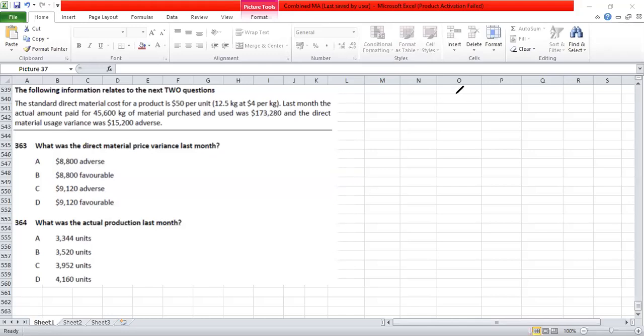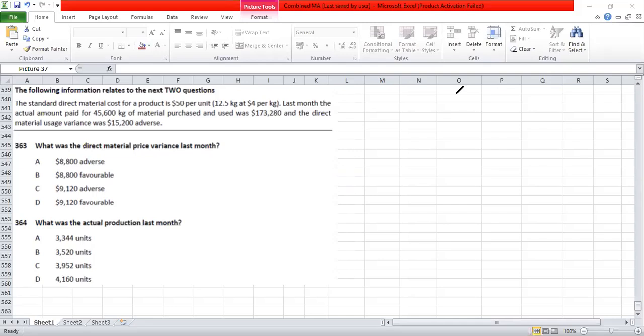The question says the following information relates to the next two questions. The standard direct material cost for a product is $50 per unit. That is 12.5 kgs at $4 per kg. Last month, the actual amount paid for 45,600 kgs of material purchased and used was 173,280. And the direct material usage variance was 15,200 adverse. What was the direct material price variance last month? What was the actual production last month?